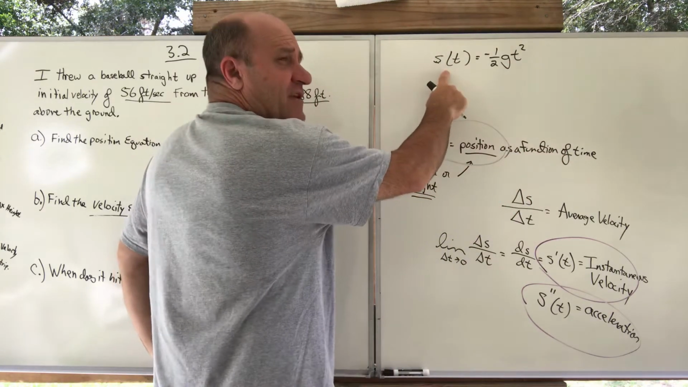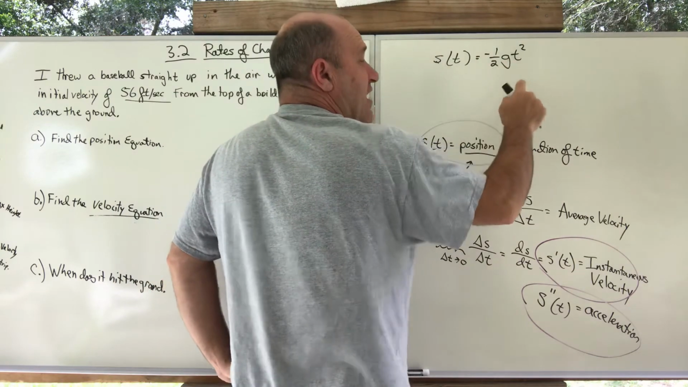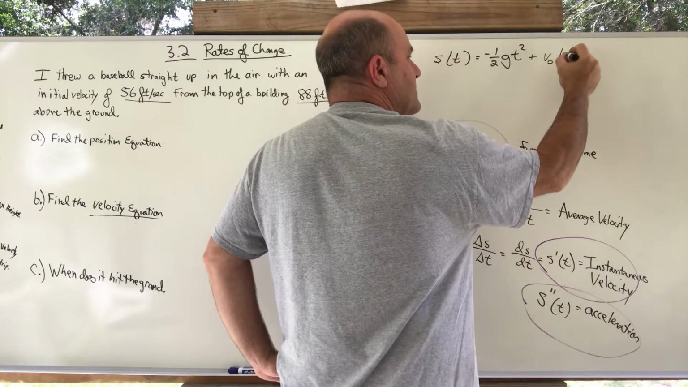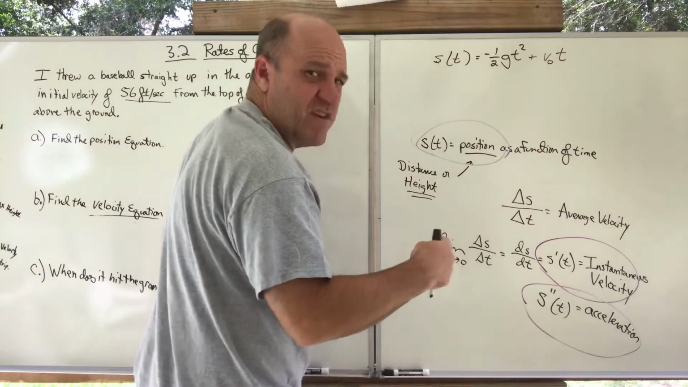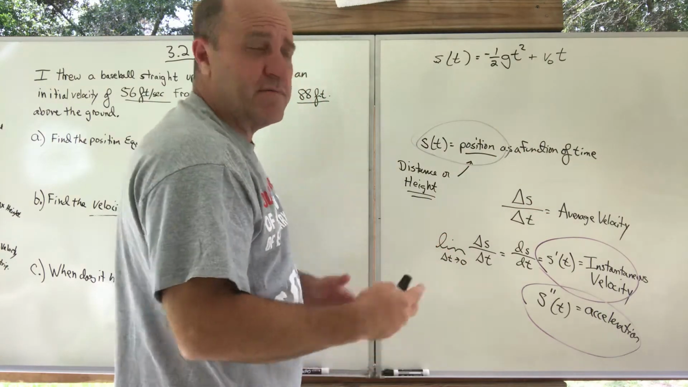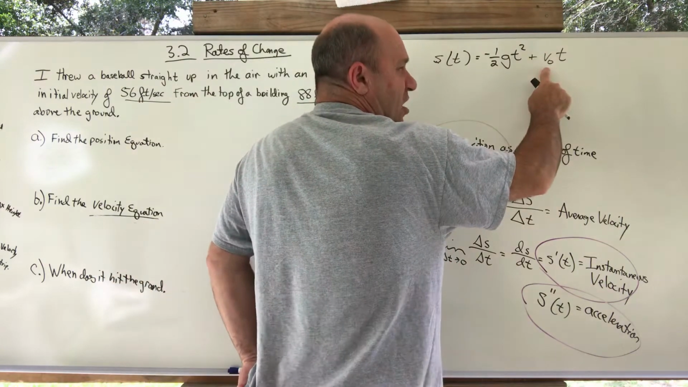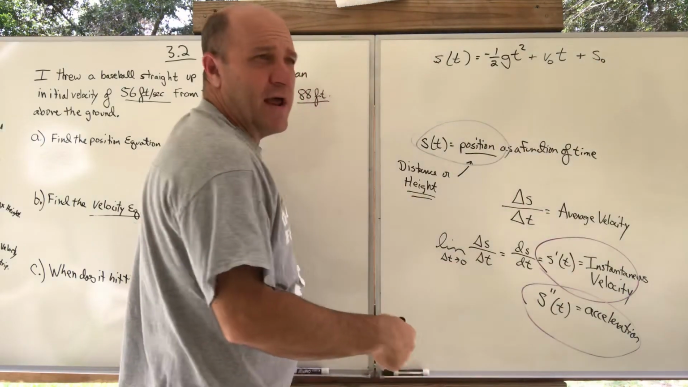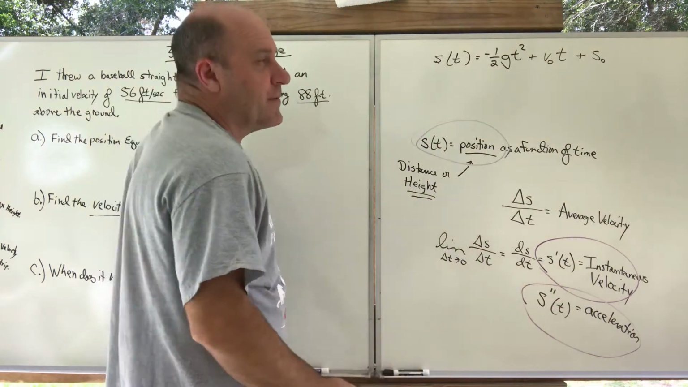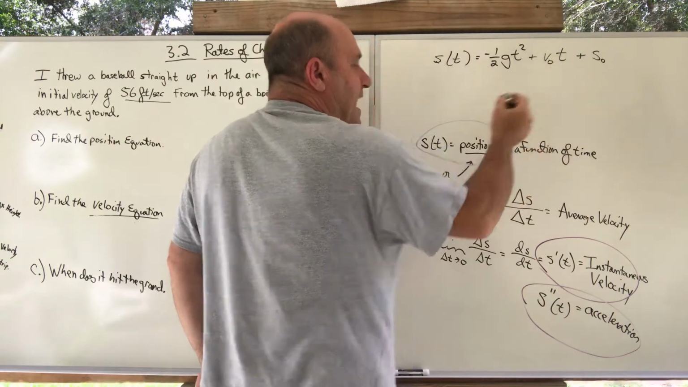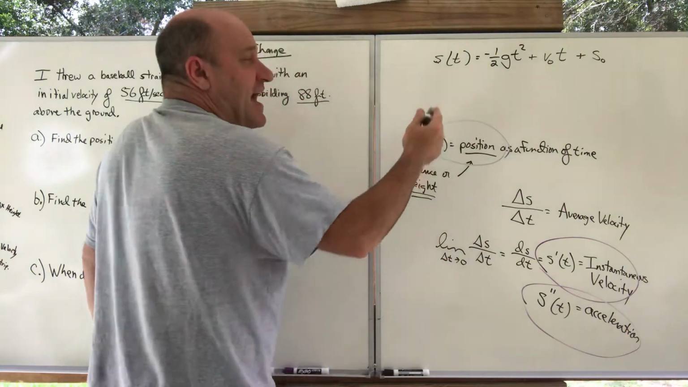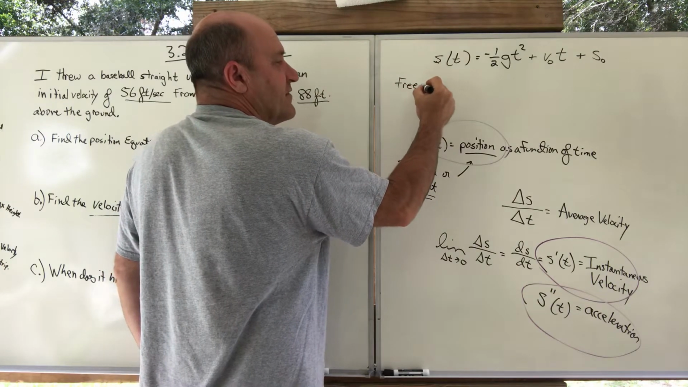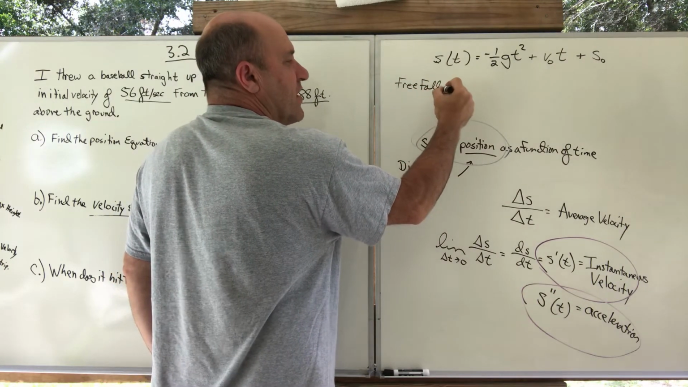s of t is the height, or the position, and g is gravity, plus v sub 0 times t. We call that v naught, v sub 0, little subscript 0. That's a number in front of t, plus s sub 0, or s naught. So this is the height. This is the formula for what we call a free falling object. It's in free fall.